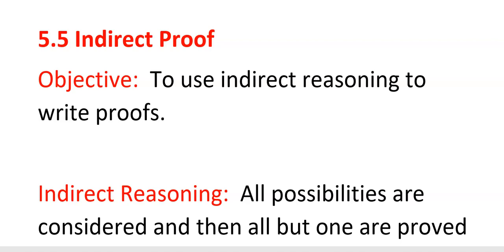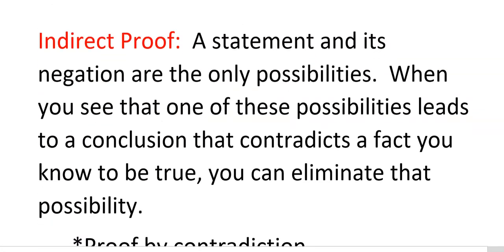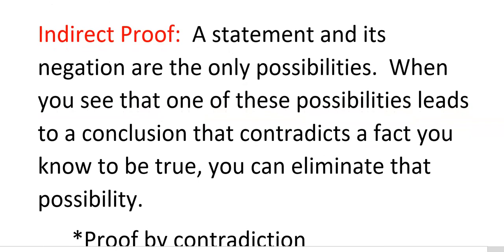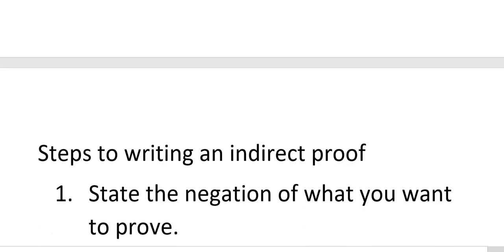It's assuming something you know is false already and kind of showing it that way. So it's kind of a different way of looking at things. Indirect reasoning is all possibilities are considered and then all but one are proved false. The remaining possibility must be true. An indirect proof is a statement and its negation are the only possibilities. When you see that one of the possibilities leads to a conclusion that contradicts itself, you can eliminate that possibility, and then the original one must be true. And it's also called proof by contradiction.